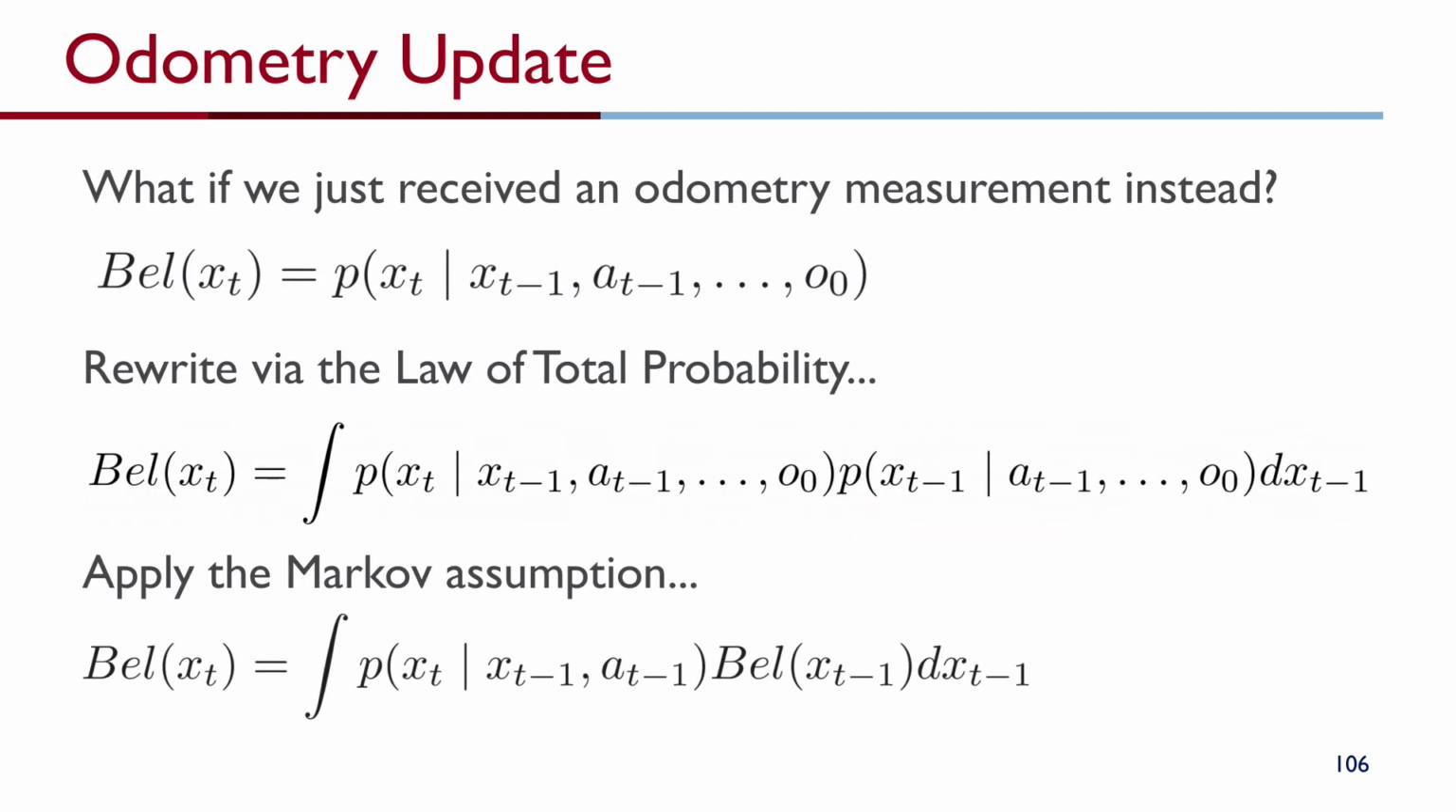Using Bayes' rule, the law of total probability, and the Markov assumption, we can simplify the belief update into a recursive form. This formulation lets us express the belief at time t in terms of the previous belief at time t-1, combined with motion information and sensor measurements. This recursive structure is what enables MCL to operate efficiently in real time.